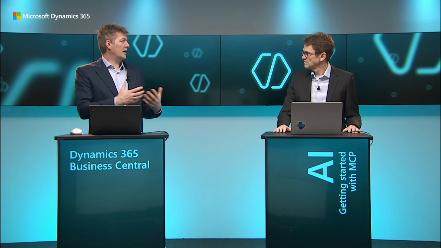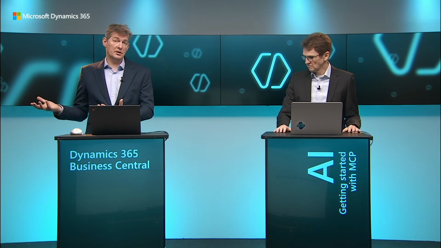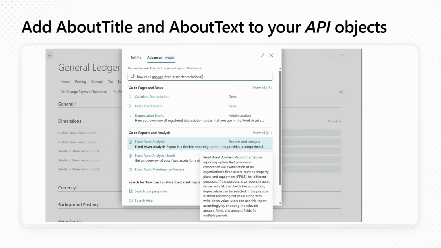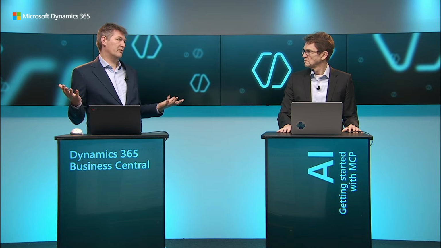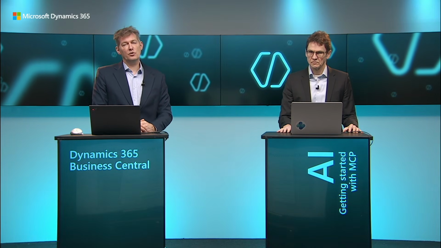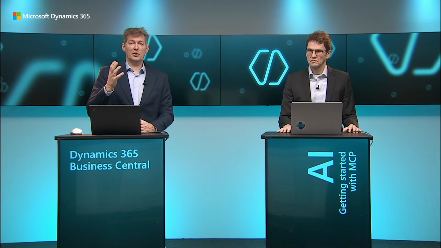About text came as something that was used in teaching tips. Actually, when you think of teaching tips and about text, this is where you see things in Advanced Tell Me or in the help pane or as teaching tips on pages. But now they are also present on API pages, and API pages have no UI. But we're still using about text, and that's what you can also do: add about title and about text properties to your API objects. This will allow any agent to reason better over what your APIs are able to do.